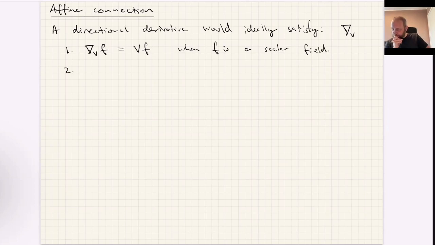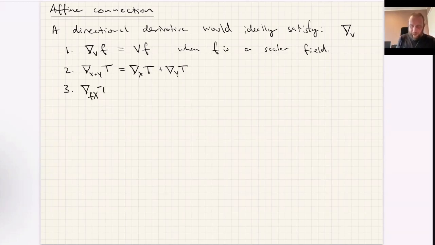Second, I would like it to be linear in the direction. This is actually second and third. So what does linear in the direction mean? Well, it means that if I take X plus Y and I act on some tensor T, I want that to be the same as acting in the direction X on T plus acting in the direction Y on T. So I want my derivative to be linear in the direction. But I also want that when I multiply the direction by some function f, and I act on a tensor T, this should just multiply the entire derivative by f.